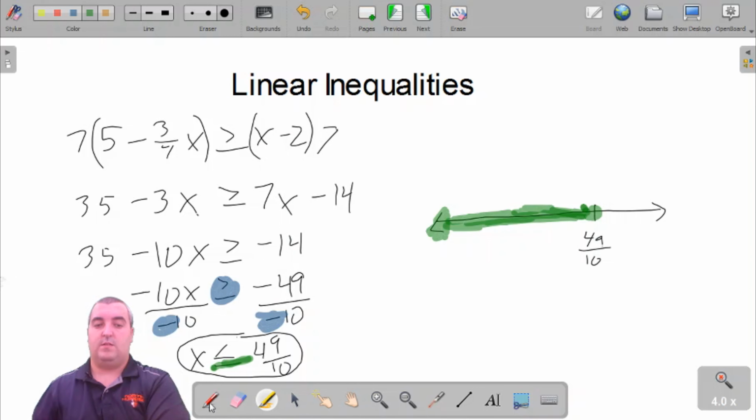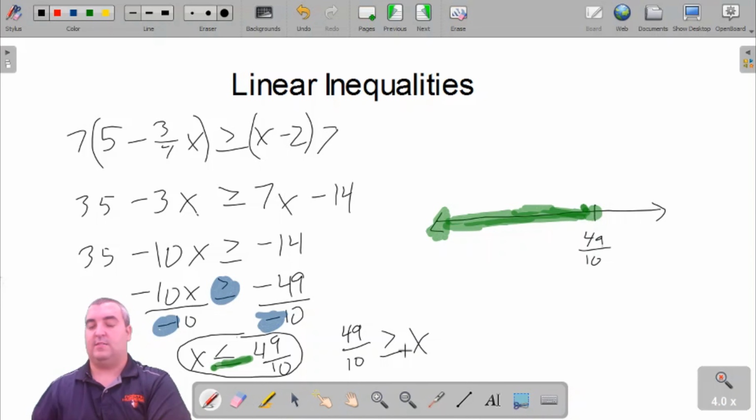If you would have solved this with the variable on the right side, you wouldn't have had to deal with this negative, but your answer would have ended up looking pretty similar. Well, technically equivalent. But when you look at this, 49/10 is greater than or equal to x.